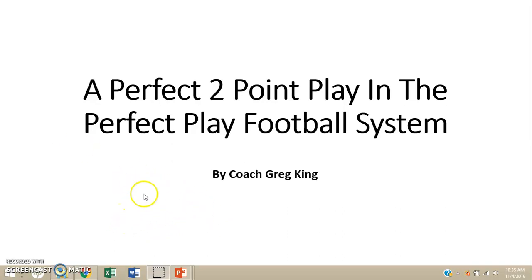This system is a spread offensive system used in the modern-day spread offenses that are going around the college, high school, and youth football levels, and you're seeing a lot of it in the NFL as well. Today we're going to talk about 2-point play situations, and I have a perfect play for you to use in those types of situations.